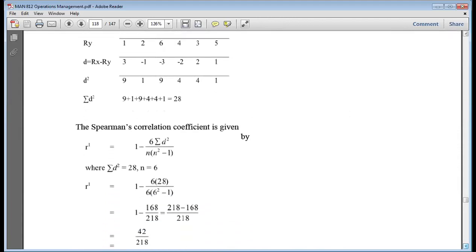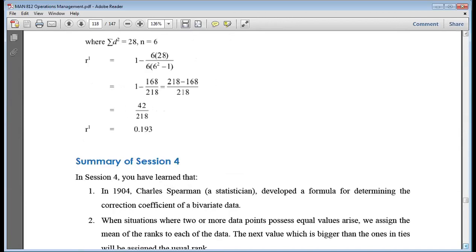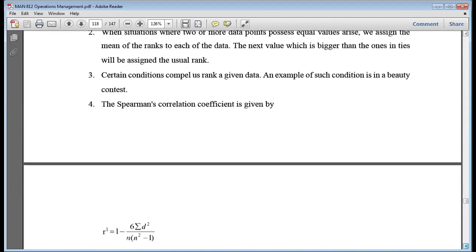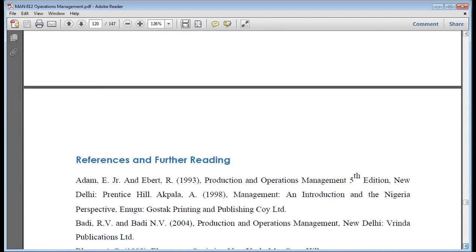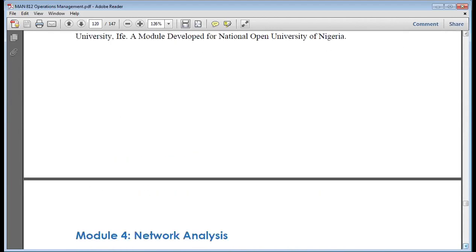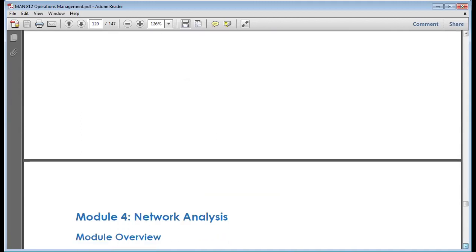Any question? That's another. It's all about the correlation. You read it very well. The first one we did is the product moment. The next one is this.